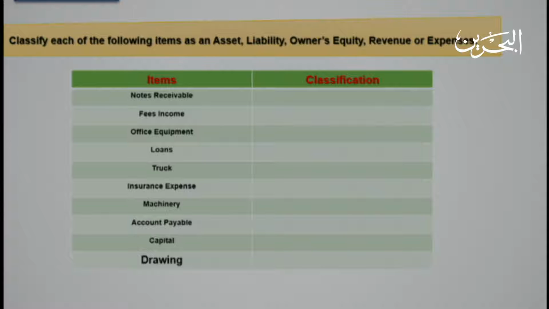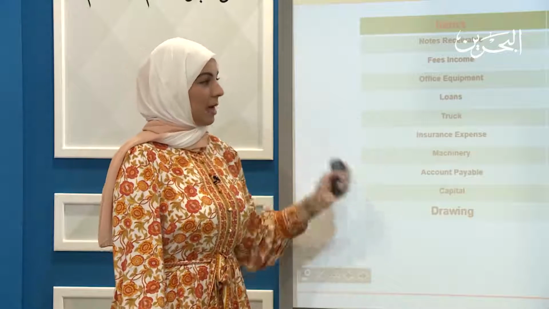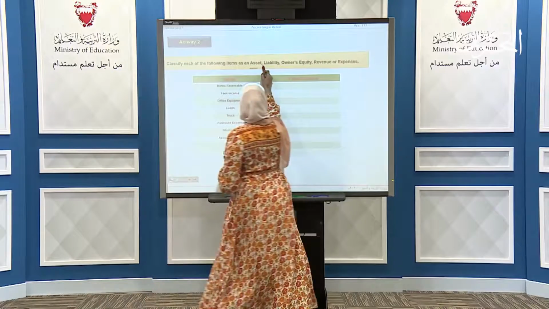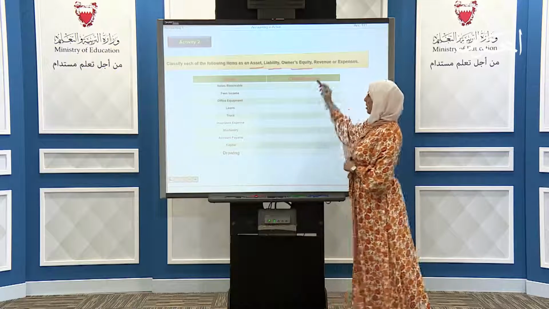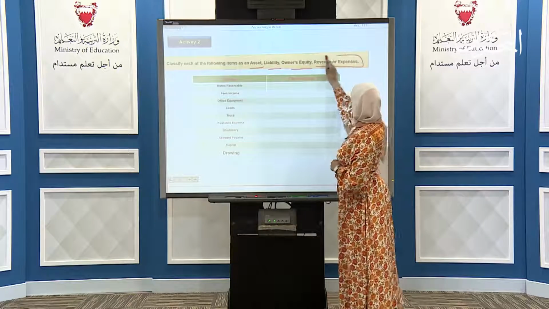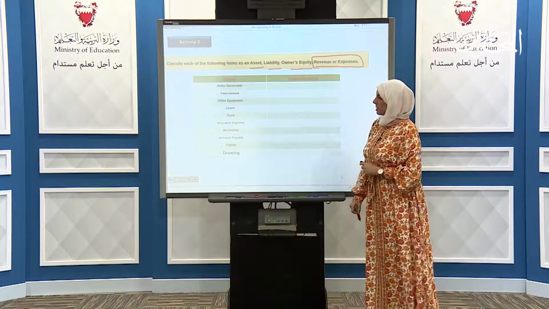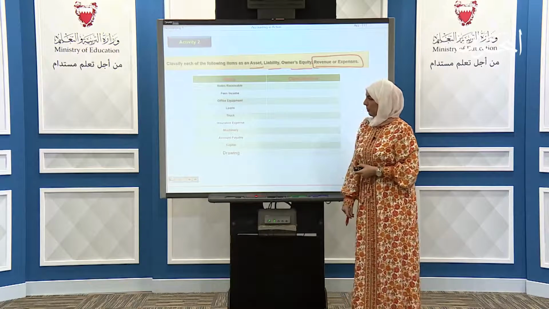Let us take an activity to get more experience with the accounts I will use in the accounting equation. I have here, dear student, many accounts, and I should classify them as assets, liabilities, and owner's equity. And when I mention owner's equity, I should specify if it is revenue or expense. Please take a few minutes to take a look at the accounts.